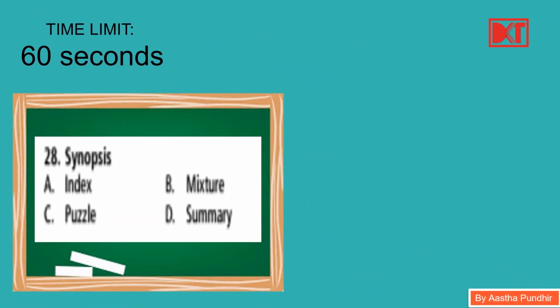Alright, let's see here. The word is synopsis. The options are A. Index, B. Mixture, C. Puzzle, D. Summary. The synonym of synopsis is summary.